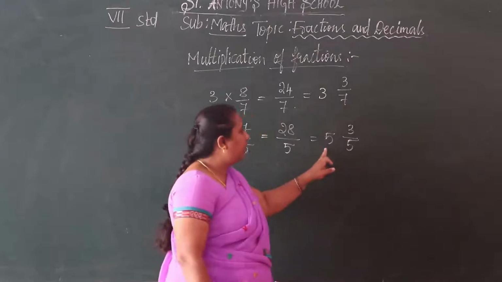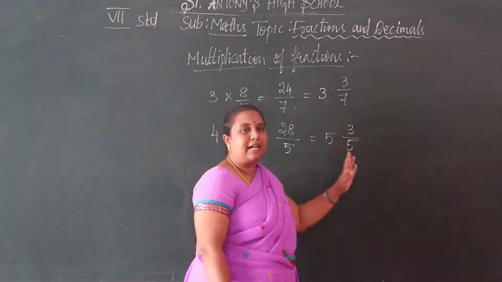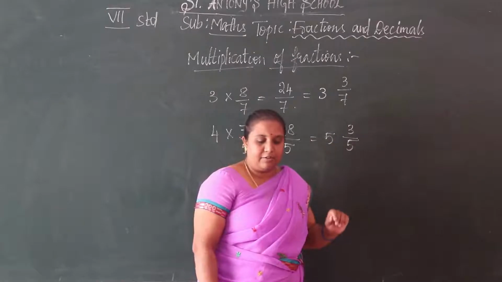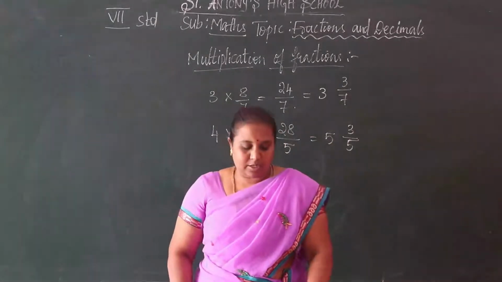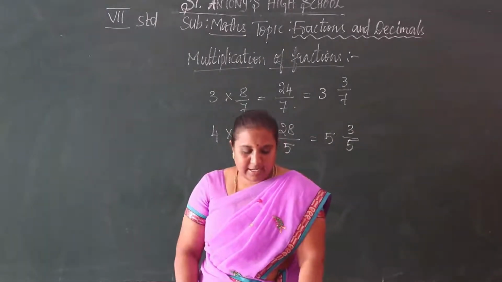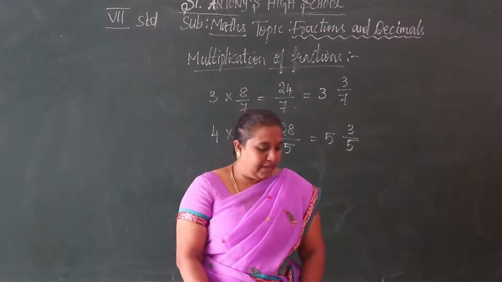So a whole number into a proper fraction, that we can say is a mixed fraction. Understood, children? Okay. So then we move on to another example. So example 5.